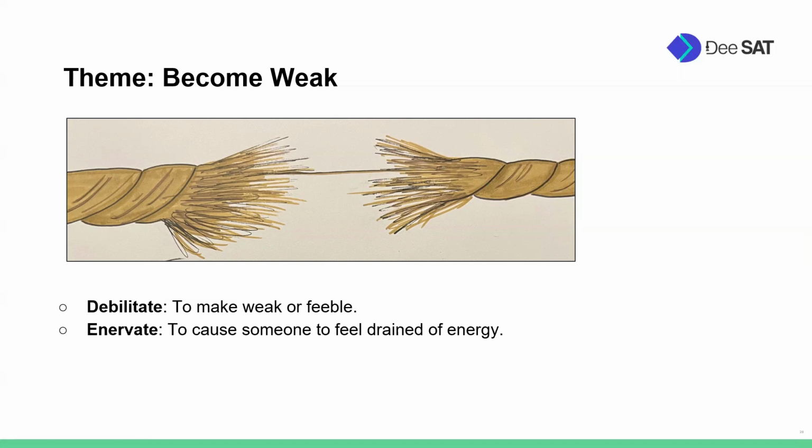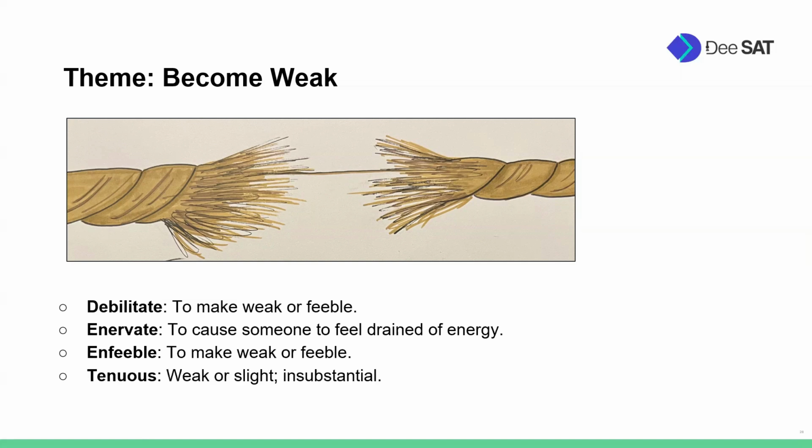Stop getting on my nerves. The situation of getting on somebody's nerves is enervate. Enfeeble comes from the word feeble itself, which has the same meaning as debilitate. Tenuous. My grasp on this concept is pretty tenuous, which means weak or not very substantial.